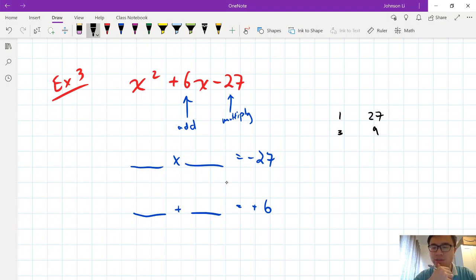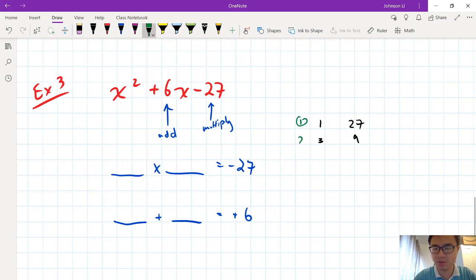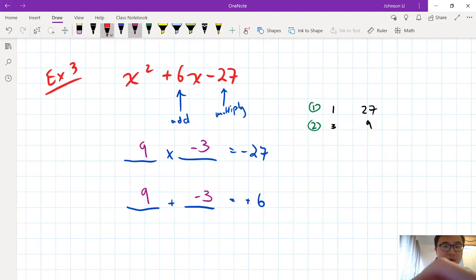So let's think of these two pairs of numbers. Either this first pair over here or the second pair could potentially make a 6. Can we make a 6 from 1 and 27? I don't think so. The difference is too big. Can we make a 6 from 9 and 3? Yes, we can. We take the 9 and add a negative 3 to that, and we also know that 9 times negative 3 is negative 27. And voila, we have our answer.